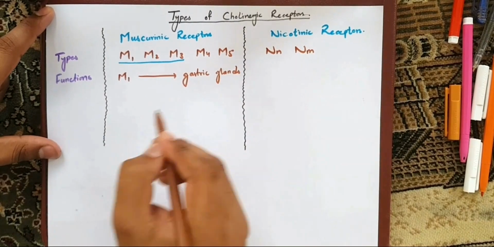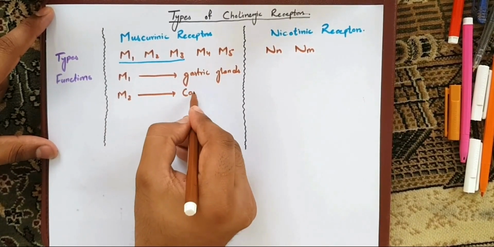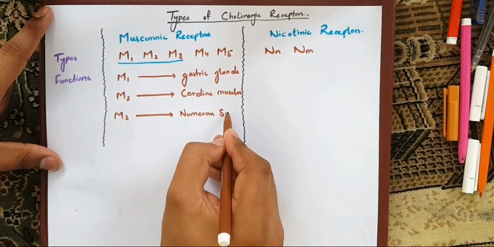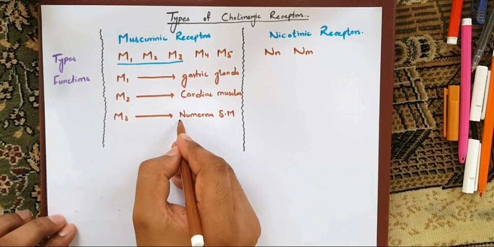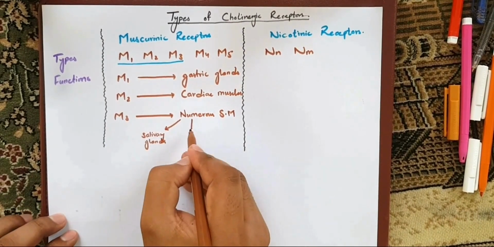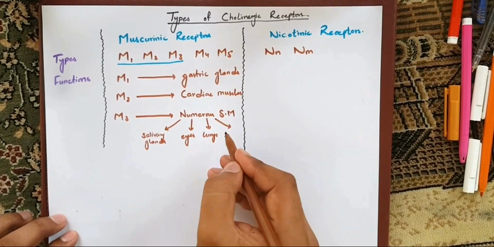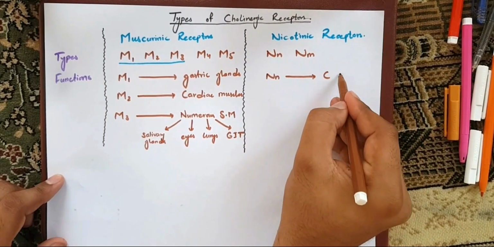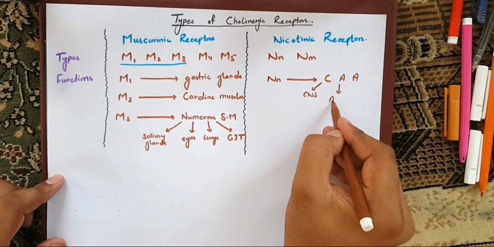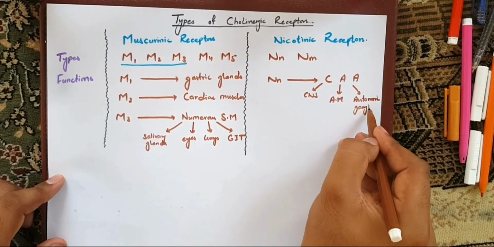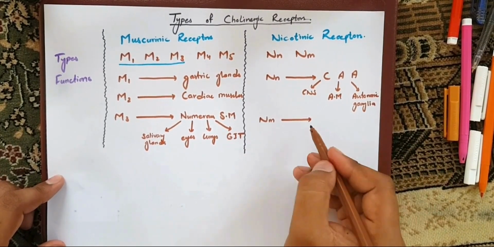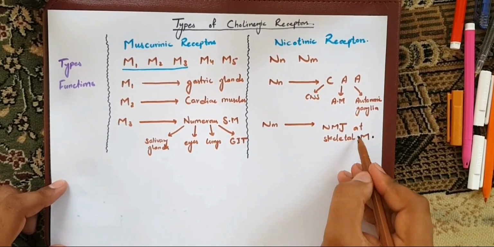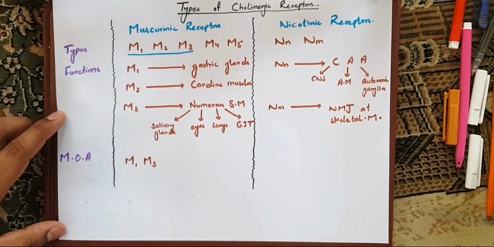Muscarinic M1 receptors have functions on gastric glands, where they increase the motility and secretion of the gastric glands. M2 receptors are present on the SA and AV nodal cells of the cardiac muscles, and M3 receptors are present on numerous smooth muscle cells around the body, like salivary glands, eyes, lungs, and GIT tract. The nicotinic receptors are of two types as we studied before. The NN receptor is present between the ganglion inside the CNS, on the adrenal medulla and autonomic ganglia, and the NM receptor is present between the nerve endings and the muscles at the neuromuscular junctions of skeletal muscles.